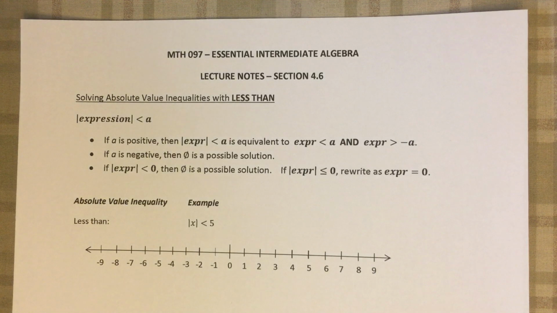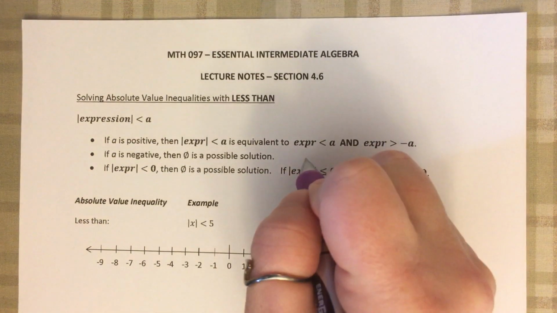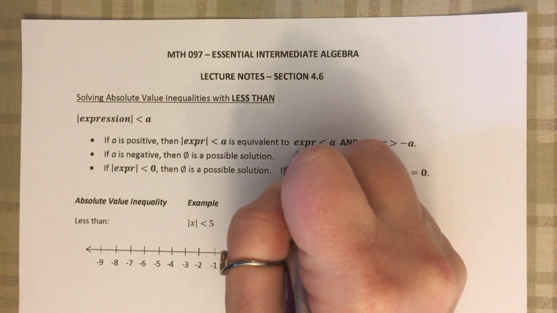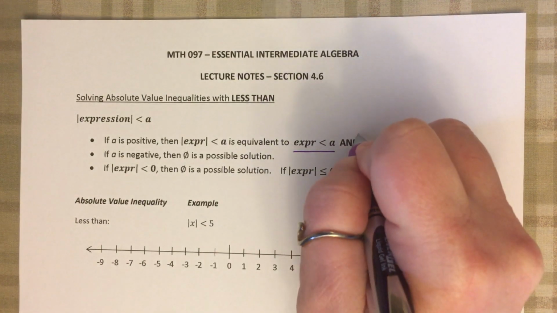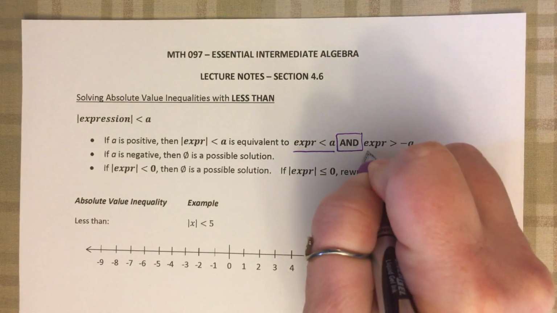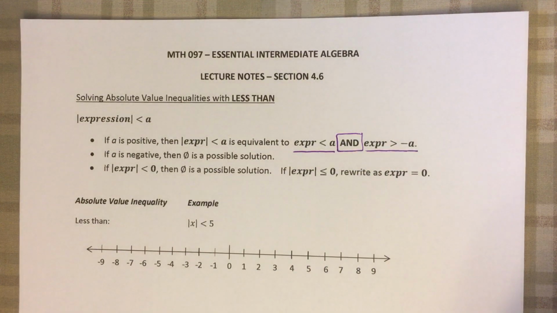Right? So if we have an expression that is less than or equal to some sort of number on the other side, we want to pay careful attention to what that number is. If that number is positive, which we're going to see in most of our cases, then we're going to rewrite this as two equivalent expressions. Our expression is less than whatever value we have. Then we're going to use the word and, and then we're going to have our expression is greater than the opposite of that value. So we're going to rewrite this as two different statements, solve those, and use that to get our final answer.